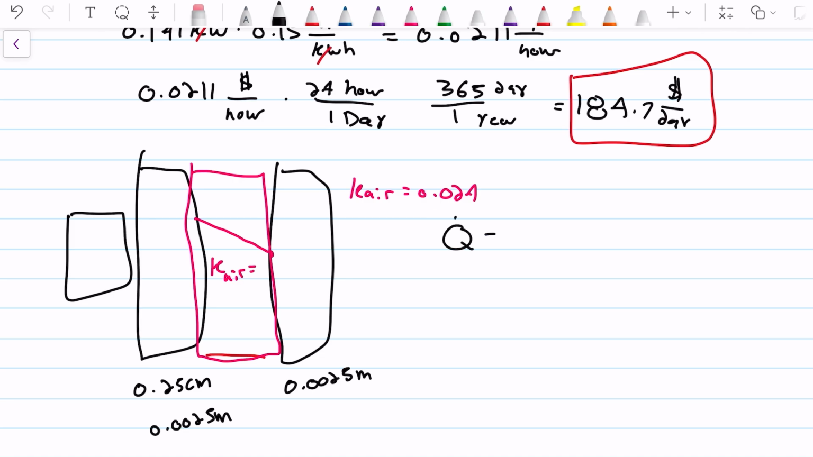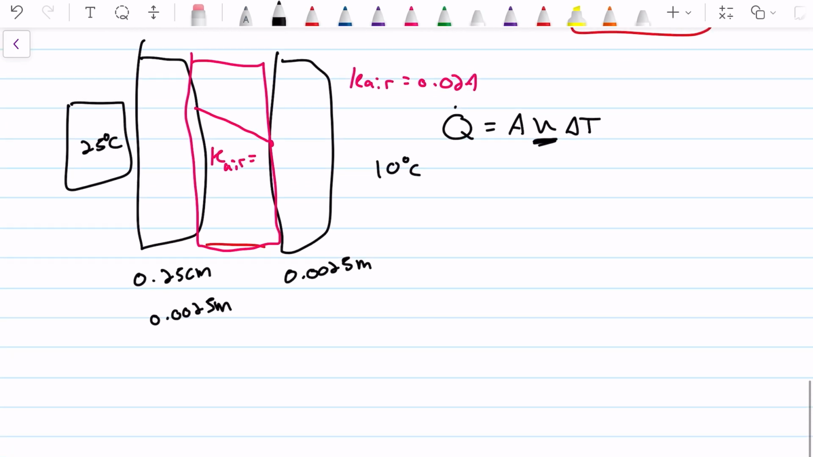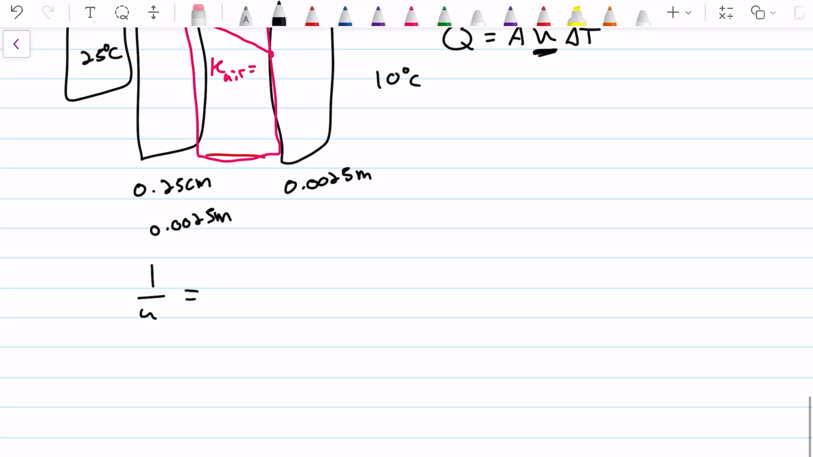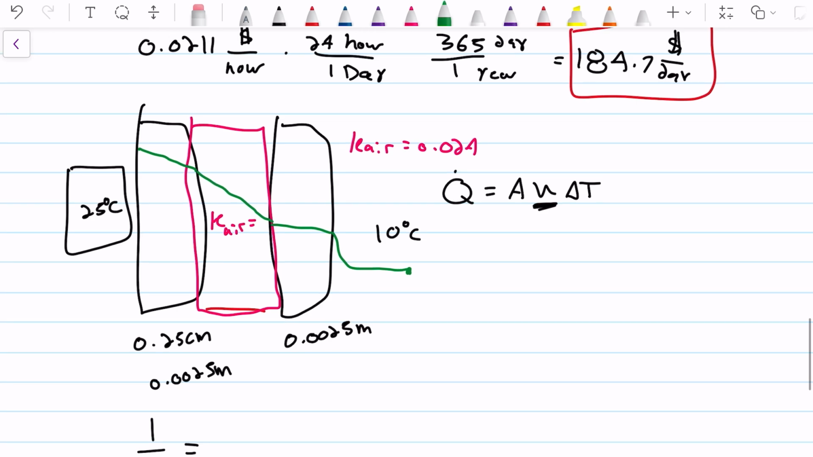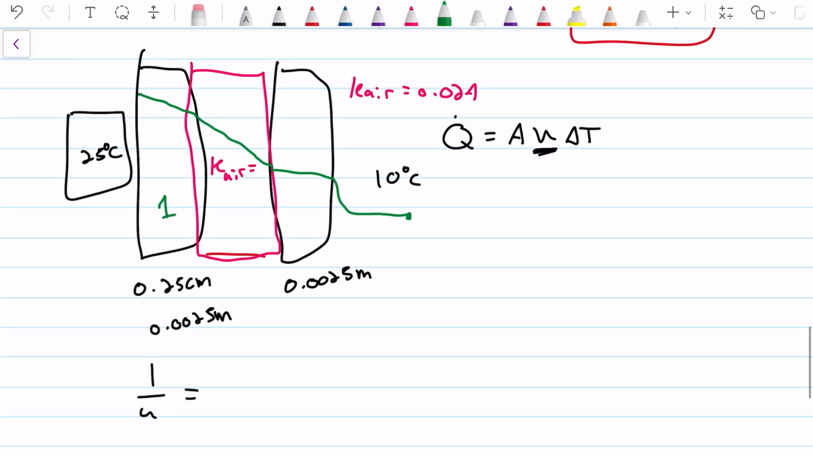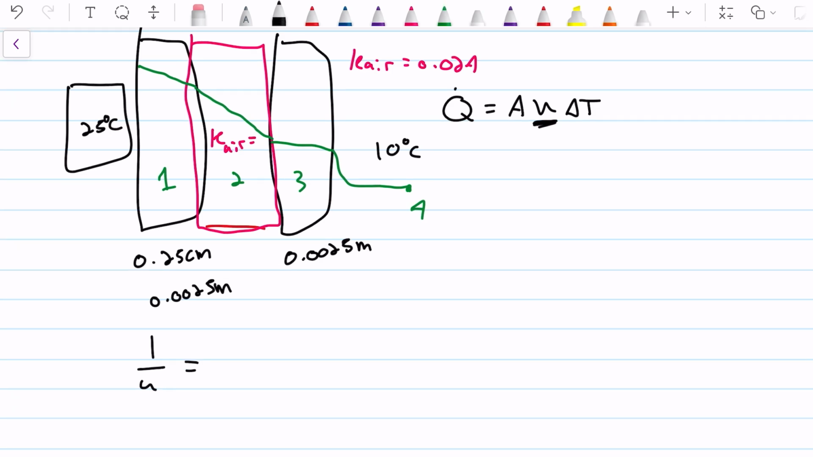We can still use this equation, the area times the overall heat transfer coefficient times delta T, where the other conditions are the same. So this is still 25 degrees Celsius. The area hasn't changed. This is still 10 degrees Celsius. We just have to recalculate the overall heat transfer coefficient. So same exact procedure as before. Here, let me redraw our temperature profile. It drops a little bit here, maybe drops more there, some there, and then it does the ambient profile. So we now have 4 different things to add up in our overall heat transfer coefficient.